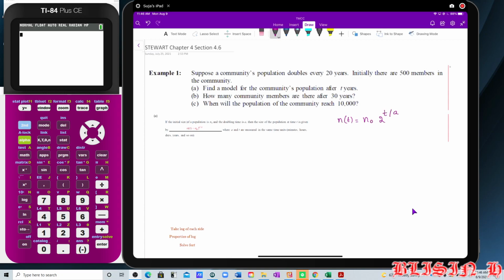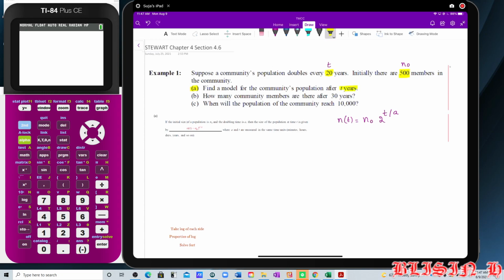So in this particular problem, for the first section, they've given that n0 is 500. It's telling me that suppose a population doubles every 20 years. So this is my a value, 20. And initially there were 500 members. So this is my n0. Question A is asking, find a model for the community's population after t years.